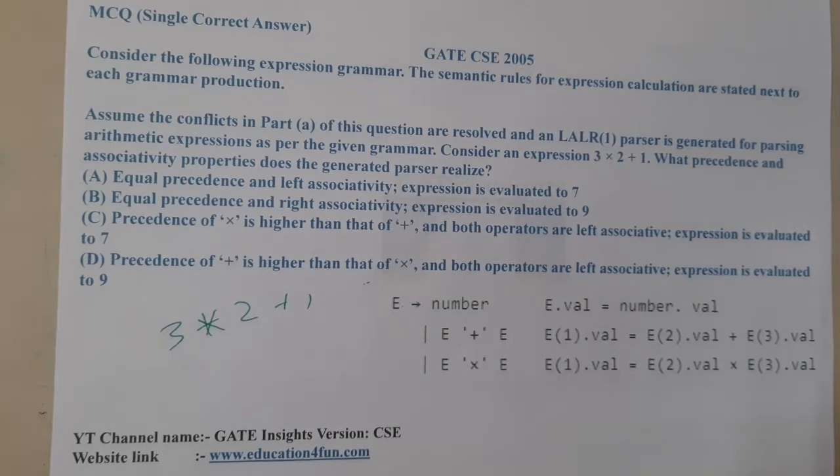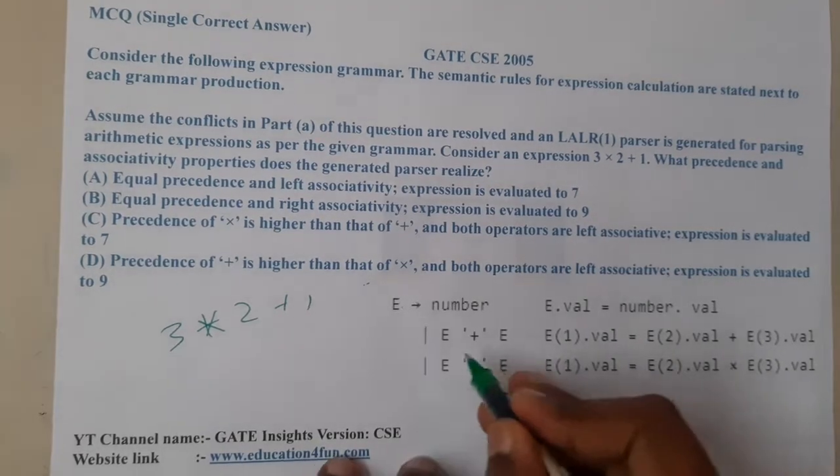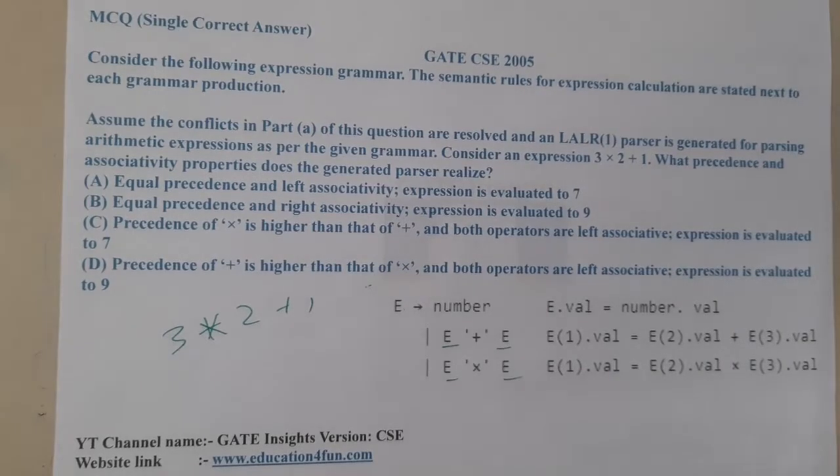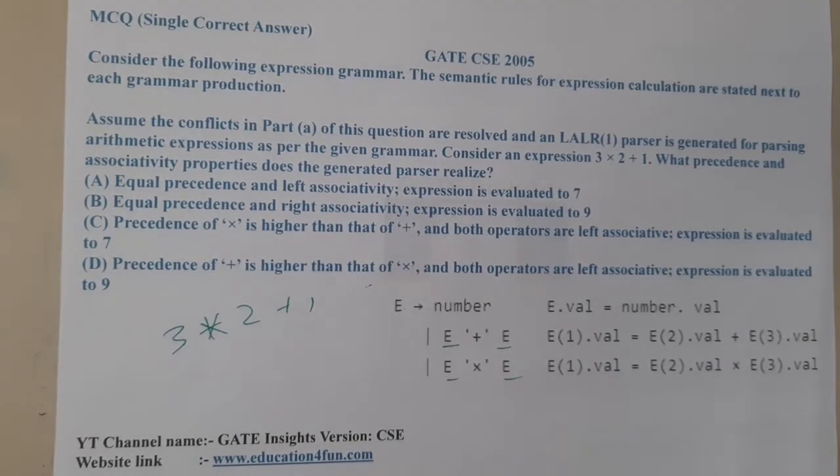But if you observe here, we are having a left and right recursion, right? So both the recursions are there. So now it's a bit confusing, right? And they are asking about precedence or what?